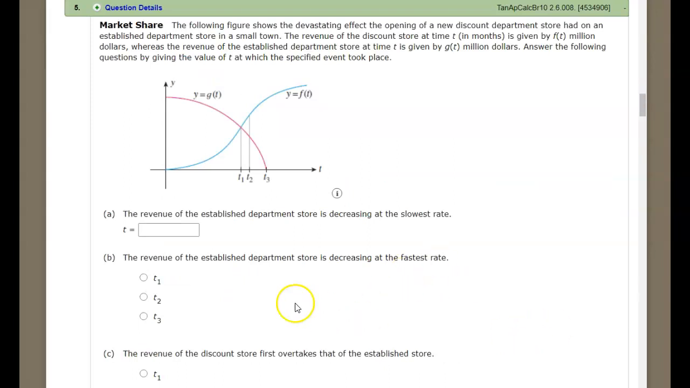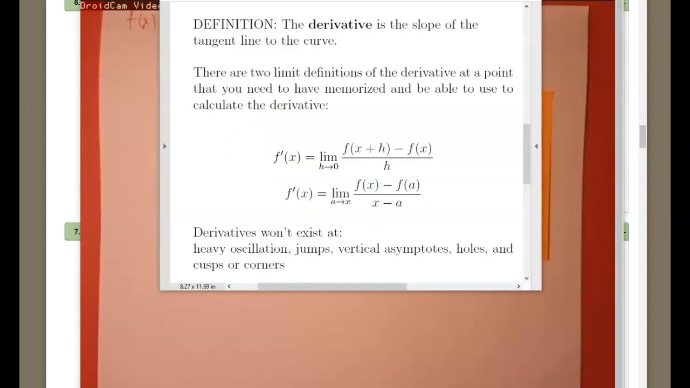When you see there's a question down here that asks you when is it decreasing at the slowest rate, that means where is the slope the shallowest. So where is the flattest part of the curve is what it's asking for. So that's a little bit of a trick question, but it's not too bad.